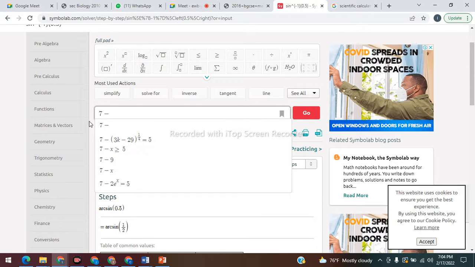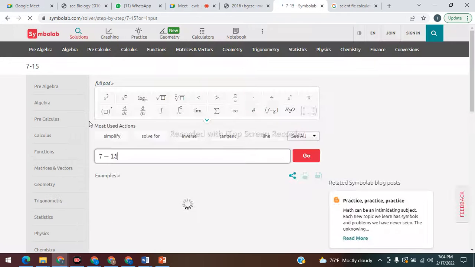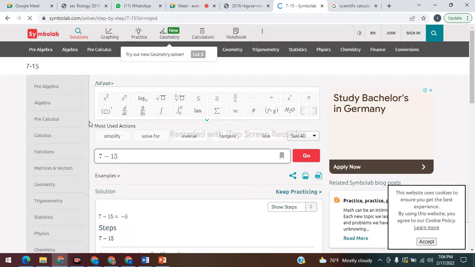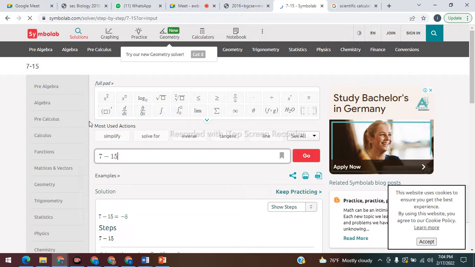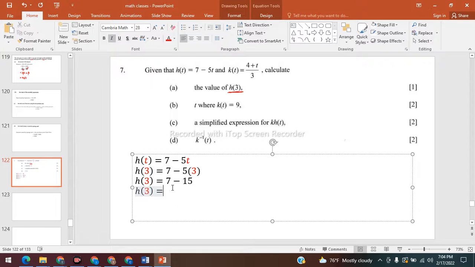7 minus 15 is negative 8. So the answer here is negative 8. All we did here was substitute.